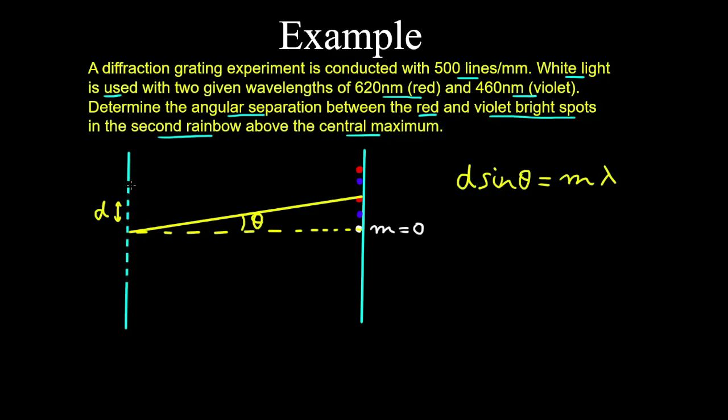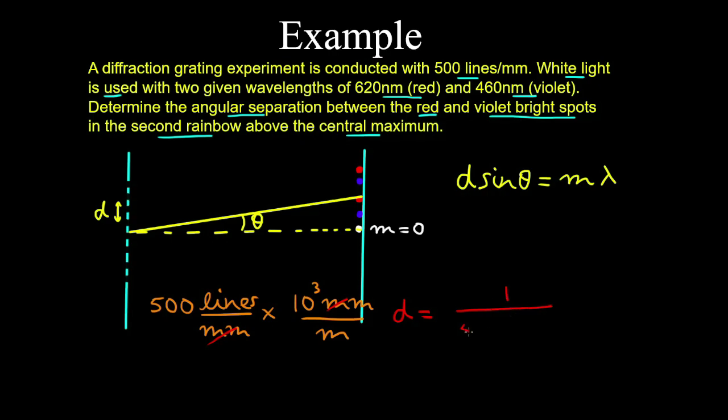So here we have 500 lines or gratings per millimeter. So we can convert this into lines per meter. So that'll be 500,000. And then the distance between the gratings is the reciprocal of 500 by 10 cubed. So that would give us a distance in meters per line, which is 2 by 10 to the minus 6 meters, or 2 micrometers.